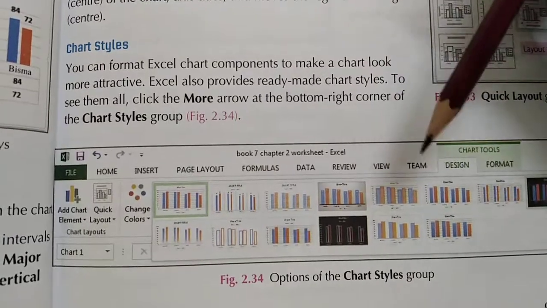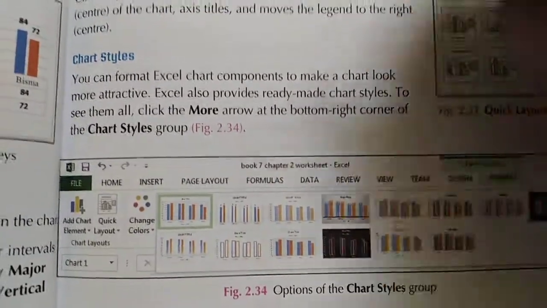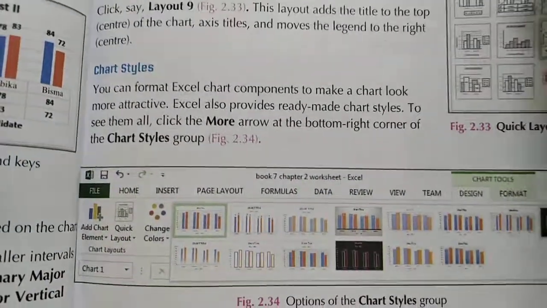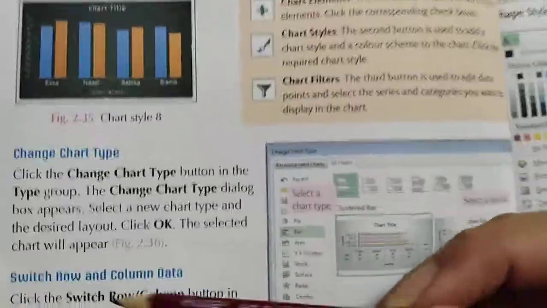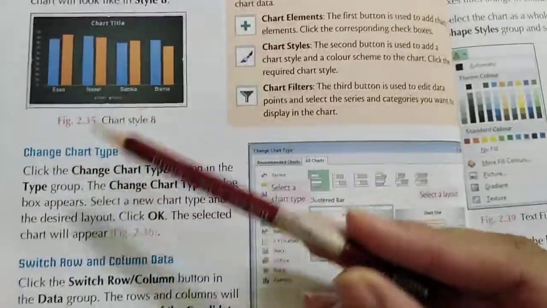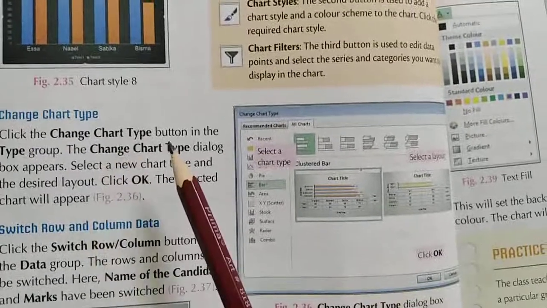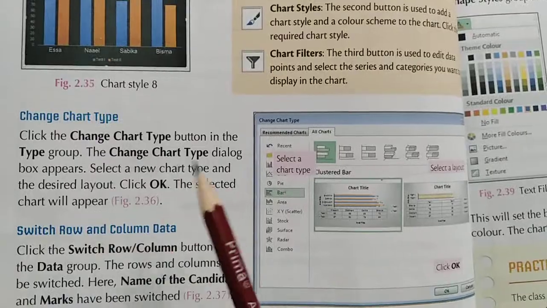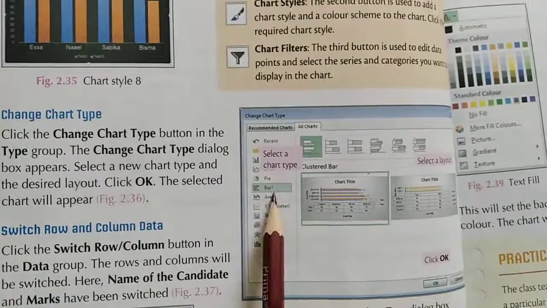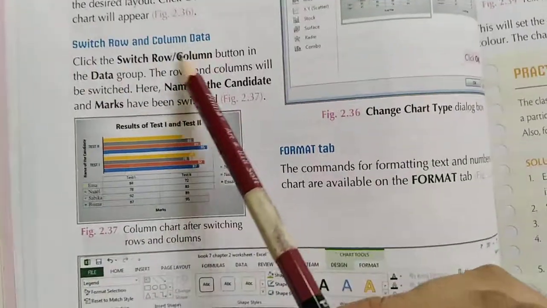You can also change the chart styles from the design tab. There are several types of chart designs present here. You can change them. You can even change their color, and you can change the background also. Then you can also change the type of the chart. If you have selected the chart you can just change the chart type, click on it and press OK. It will be changed. Then you can also switch the row and column data.